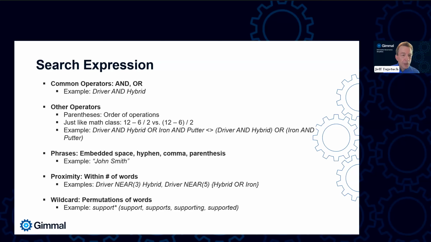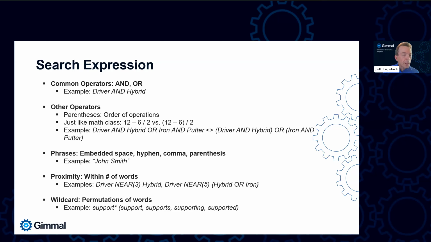So we're looking for driver and hybrid or iron and putter. This is going to be interpreted differently than what you think. That is not equal to this. What it's saying is I need to find hybrid or iron with driver or putter on this. So once again, use the parentheses, use your operators properly to help you find exactly what you're looking for, because obviously we want to mitigate those false positives, and we want to make sure we include all true positives.